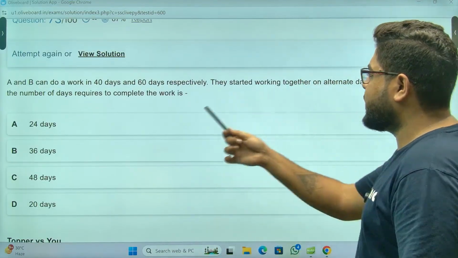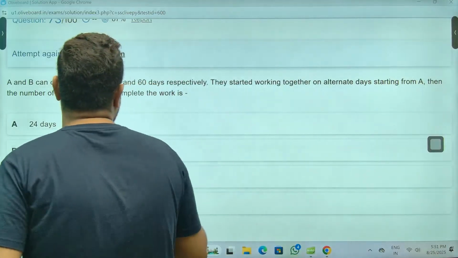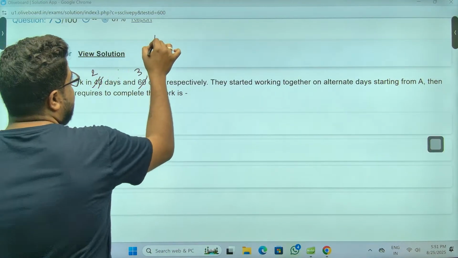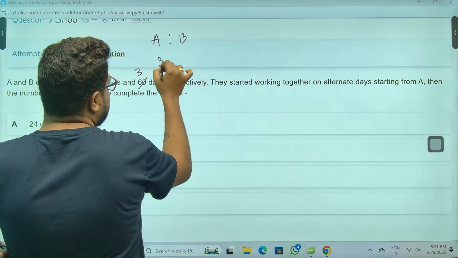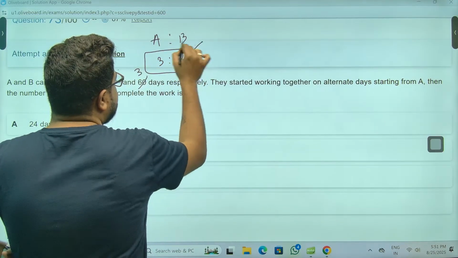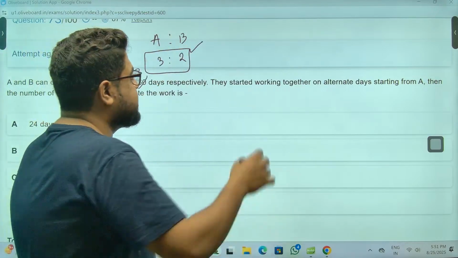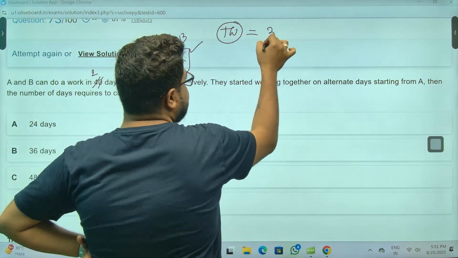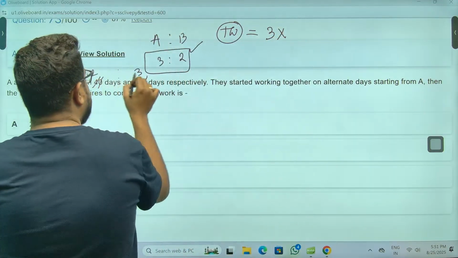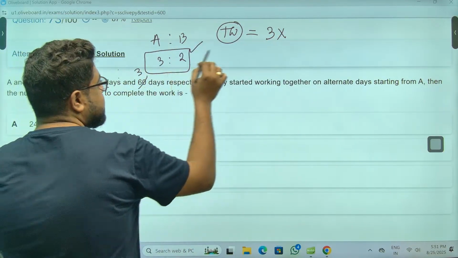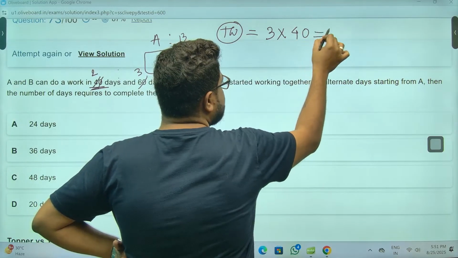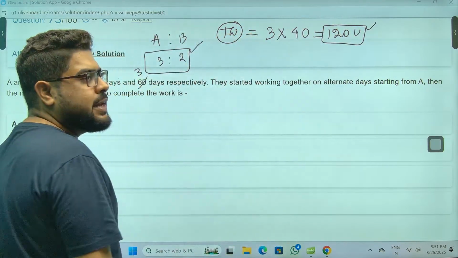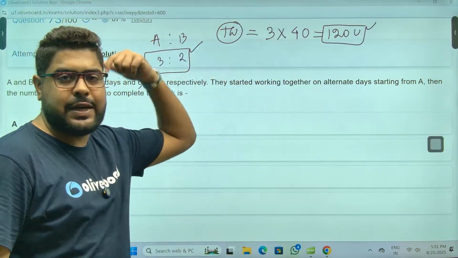Sir, A can do it in 40 days, B in 60 days. Okay, A and B. So the time ratio is 2:3. So the efficiency ratio of A and B will be 3:2, sir. So A can do 3 units, B can do 2 units. Total work will be how much, sir? If I talk about A, 3 units into how many days? 40 days. So into 40, so 120 units, that's the total work. You can do the same thing with B as well. Same thing, 2 into 60, you will get 120.